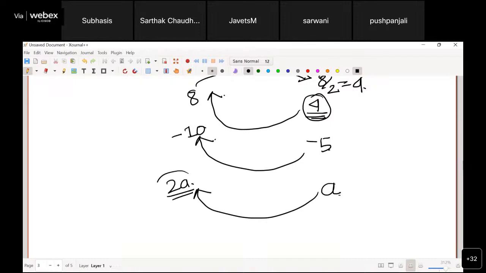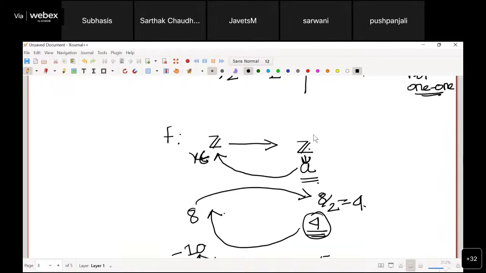So that means for all the elements in the codomain, I have a pre-image in the domain. That means this function is onto. Is it clear now? Yes. Okay, fine. Thank you, sir.